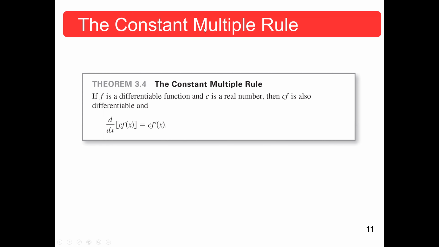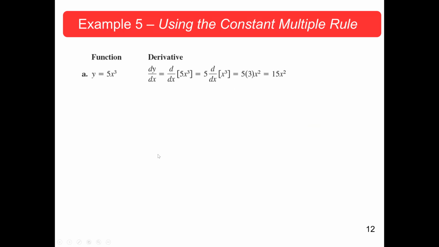A constant rule means the function has only a constant value, so it's 0. But constant multiple means the function has a constant value with a variable. So we are going to leave the constant value alone and we find the derivative of the function. So let's see an example. We have y equals 5x cubed. Now, if we have y equals 5, then we use the constant rule. y equals 5, the derivative of y will be 0.